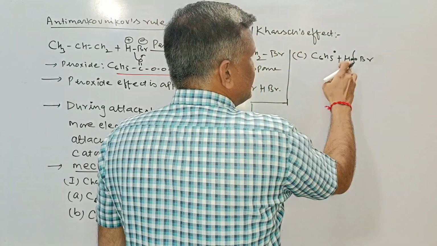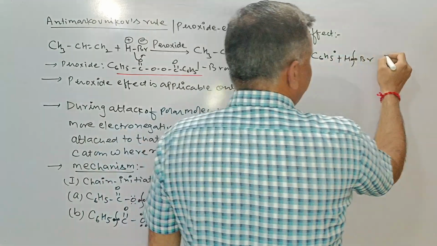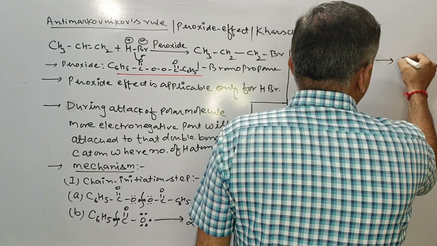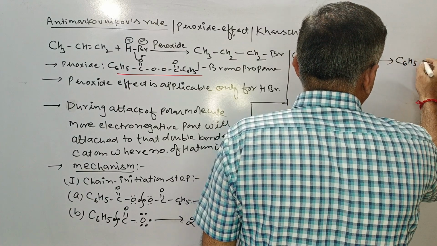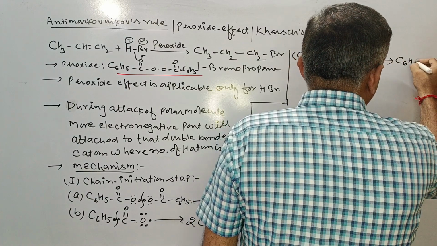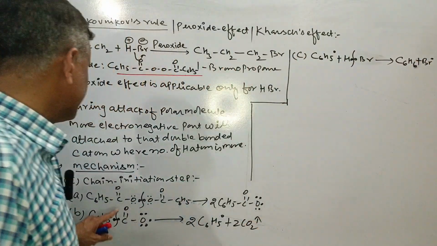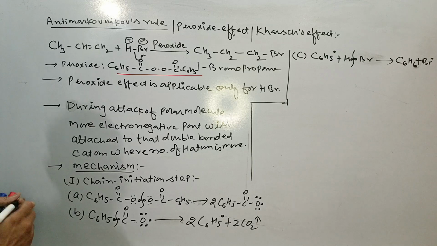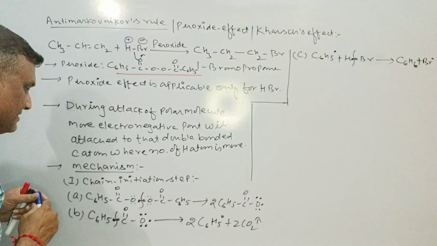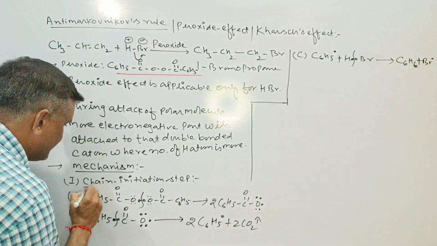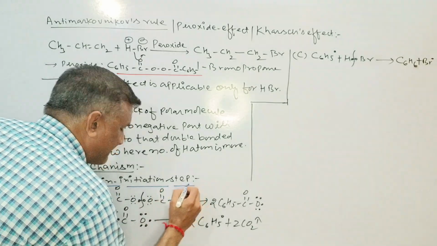Like this, the electron will share with this, and it will form C6H5, C6H6 and Br free radical. This is the Br free radical. This was about the chain initiation step. This is the most important step, and the name of the step is the chain initiation step.